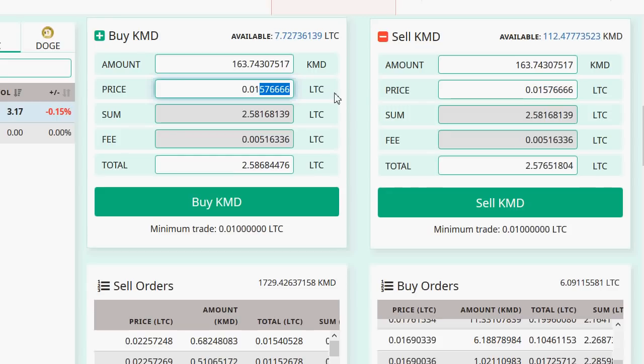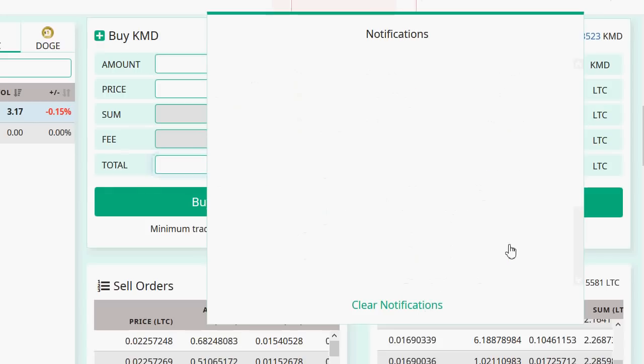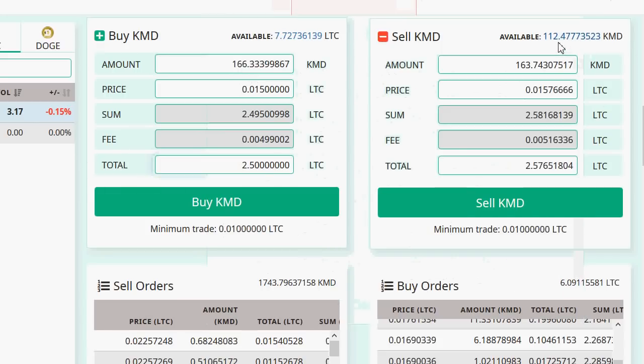So this is what I do. I put in 15. So now what I want is this to be worth 2.5 Litecoin. How many do I need? And I know it's going to be a little over that 163 number. So 166. That's a differential of like 54 more. So let's put that in.